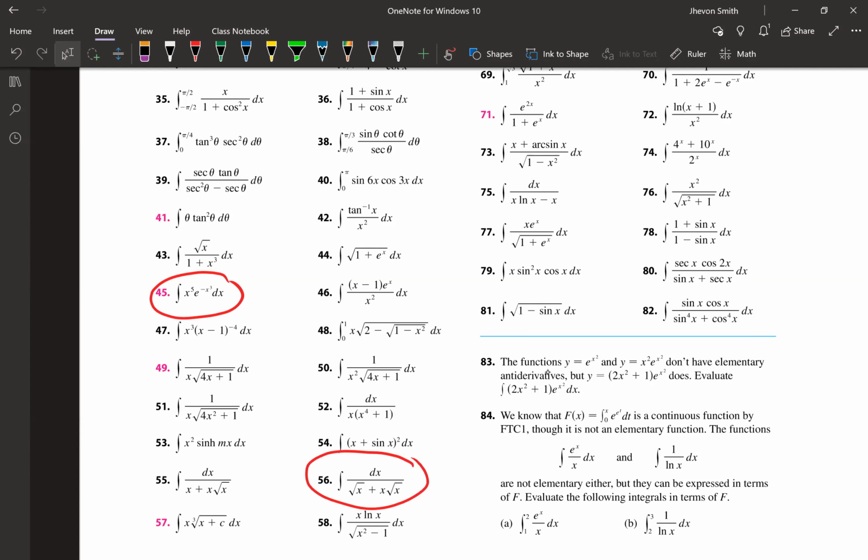You first simplify. How? You factor out a radical x from the bottom. Okay, and then what? And then you get 1 over radical x times (1 plus x). How do you deal with that?